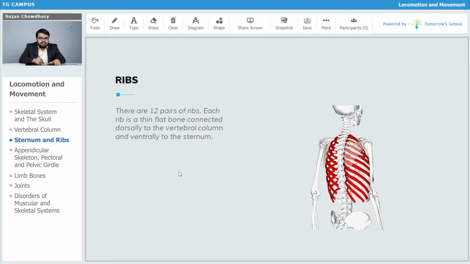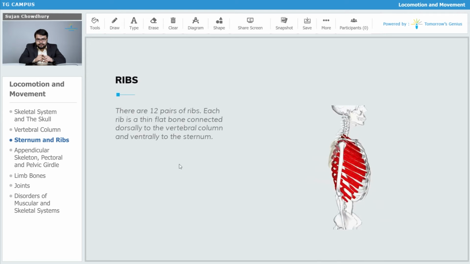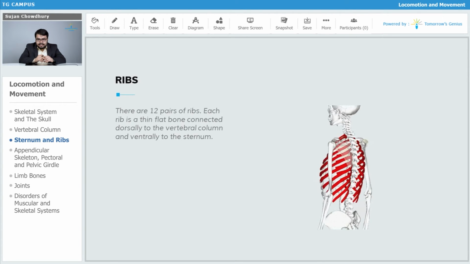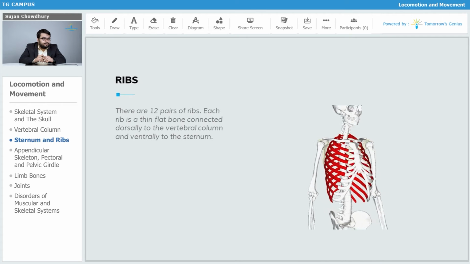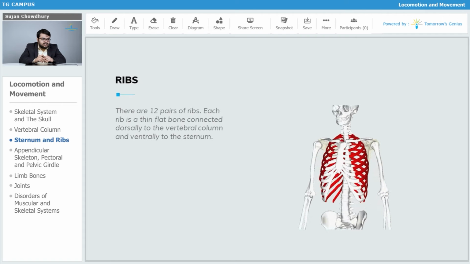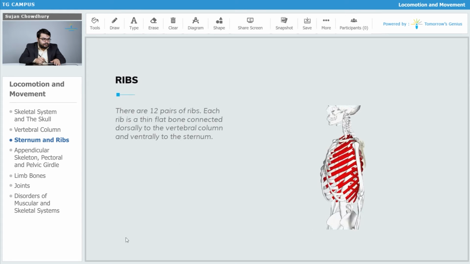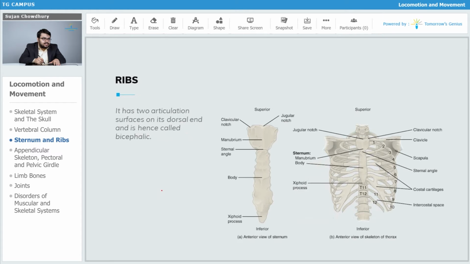There are 12 pairs of ribs. Yes, so 12 pairs of ribs are found, definitely 12 on each side of the chest cavity. Each rib is a thin flat bone that is connected dorsally to the vertebral column and ventrally to the sternum. It has two articulation surfaces on its dorsal end and is hence called bicephalic. So that is how the ribs are arranged in our body.